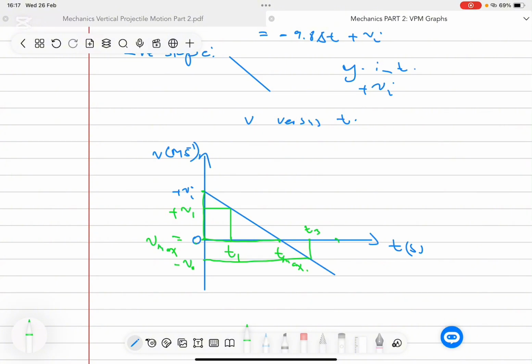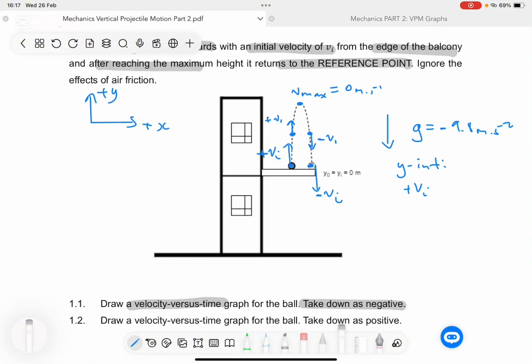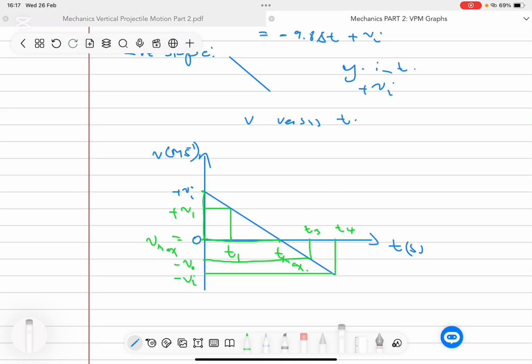And the same will be true if we continue measuring time at that point there. We'll have T4, and it will measure some velocity here, which will be a negative V initial. This velocity will be the same magnitude as what we started with, because vertical projectile motion is symmetrical. The velocity here is the same, but they point in opposite directions. So this one was positive and this is negative.